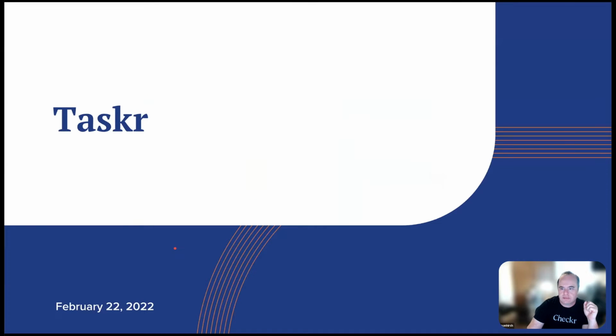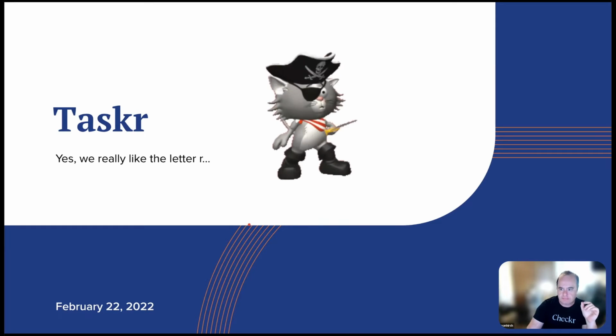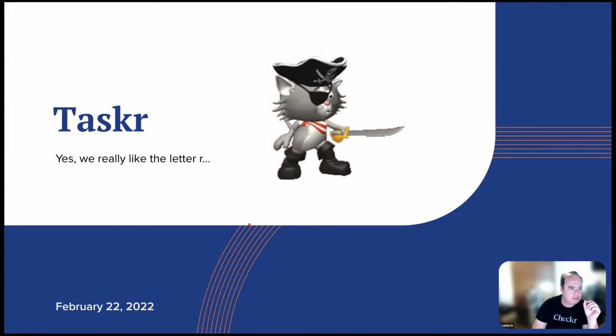So we introduced Taskr. Taskr is the name of the execution mechanism that we're using in order to coordinate the screenings. We really like the letter R. We have a lot of components that have the letter R at the end, like Flagger and Taskr and Checkr. It kind of makes us sound like pirates.